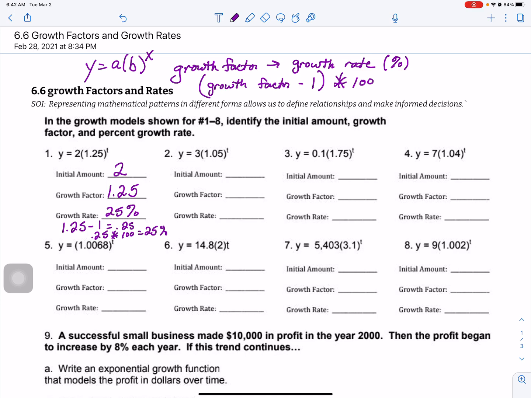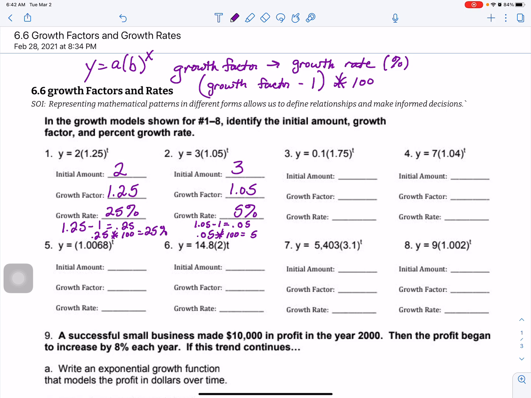Let's look at another one here. Initial amount, that should be 3. Hopefully these first couple are pretty easy. Growth factor is 1.05. And then I'm going to take that growth factor and subtract 1. So 1.05 minus 1. And essentially what I'm doing is getting that decimal, and then I'm now going to put it into a percent. And that's what I do when I multiply by 100. So it's something that's growing by 5%. Think interest. Sometimes that's how populations would grow.